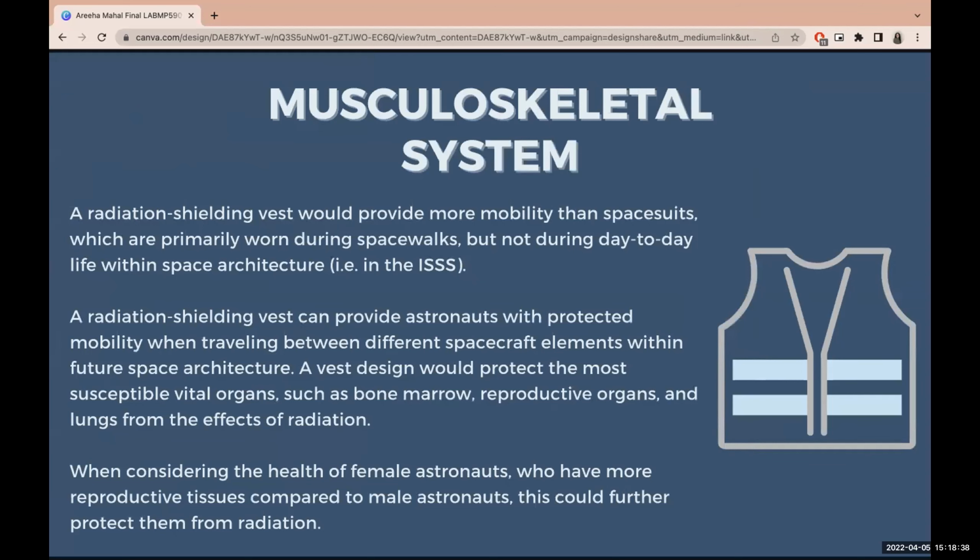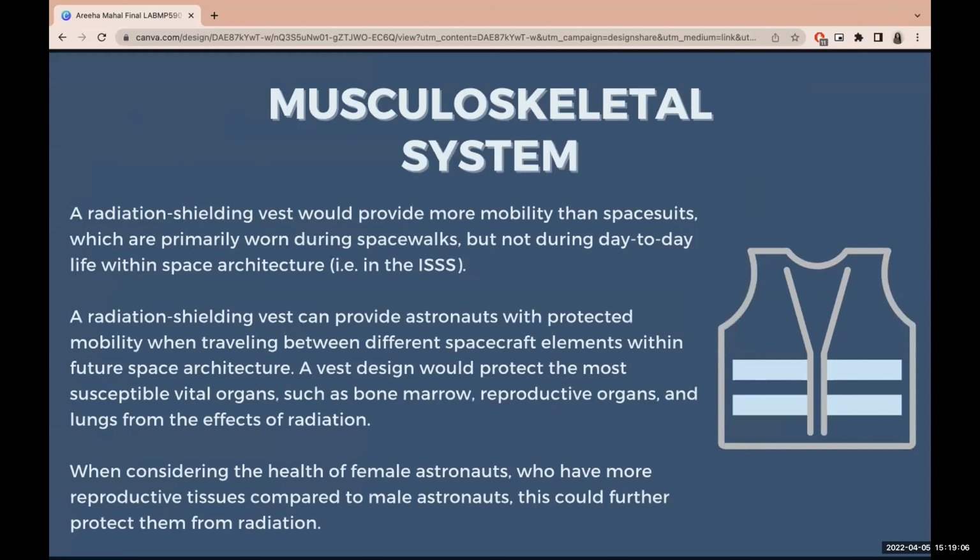Wearable radiation shielding is not an entirely new concept. It has been designed for first responders and military members, but looking at the future, this technology can be adapted to be suited for spaceflight. A radiation shielding vest would provide more mobility than spacesuits would, which are primarily worn during spacewalks, but not during day-to-day life within space architecture, for example, in the International Space Station.